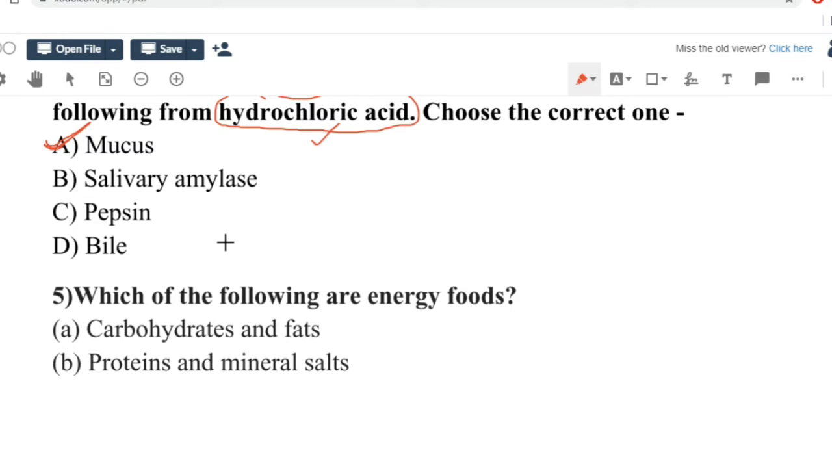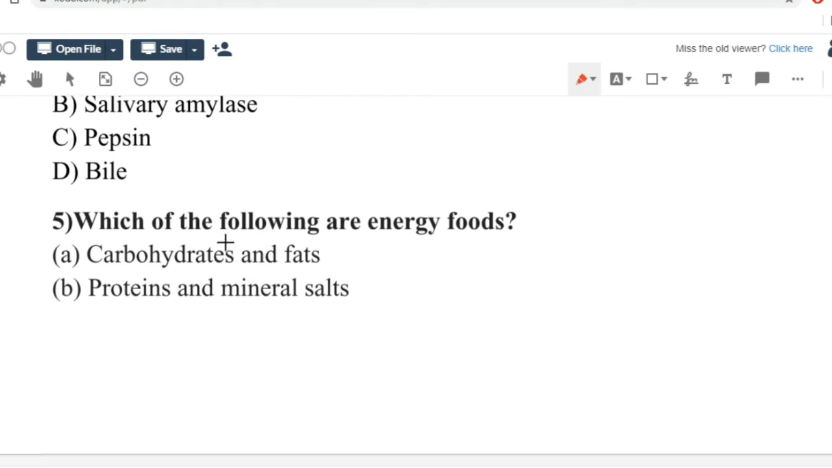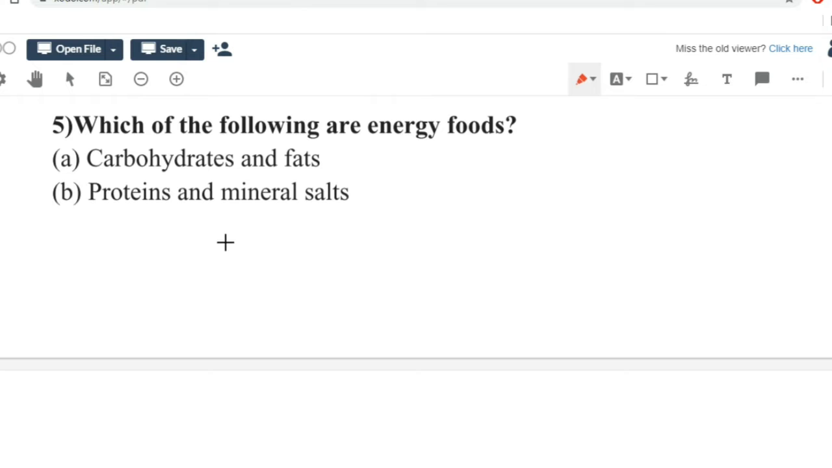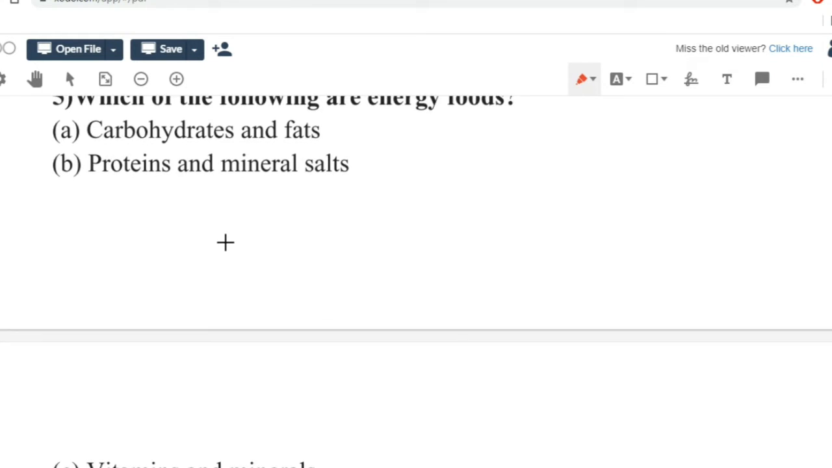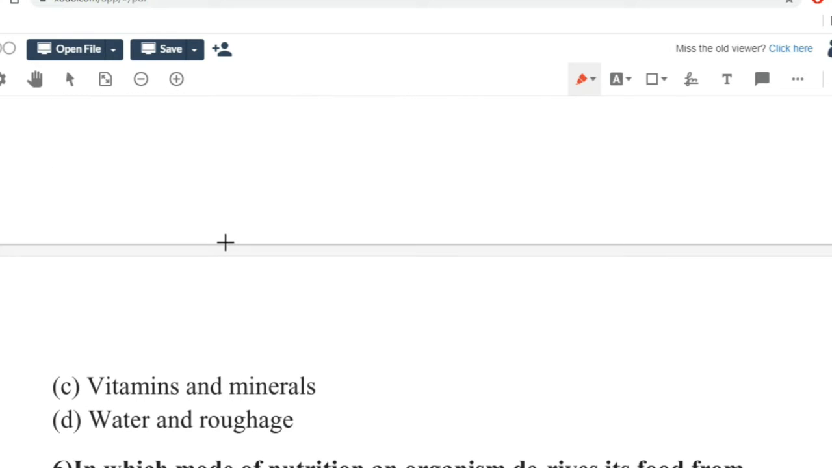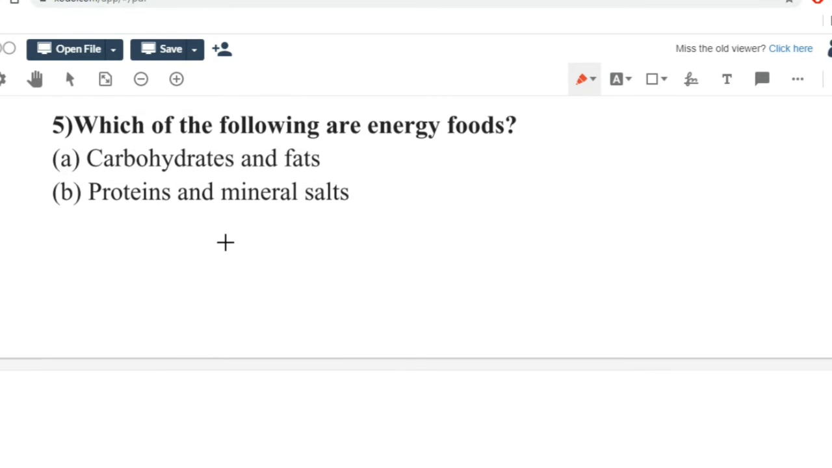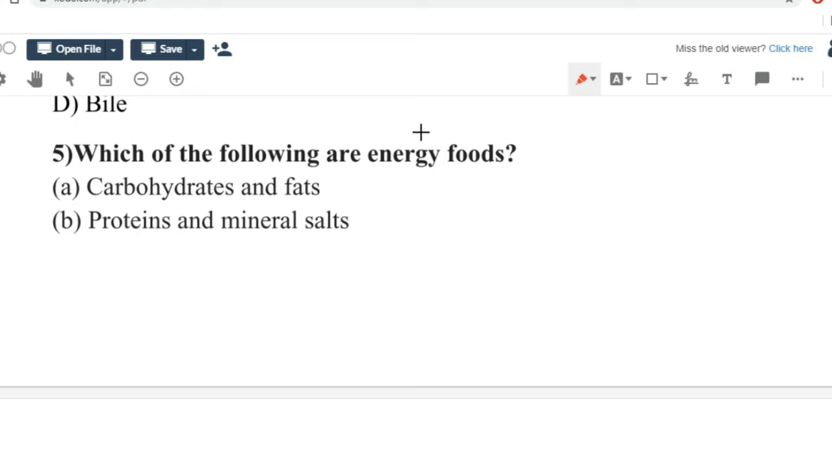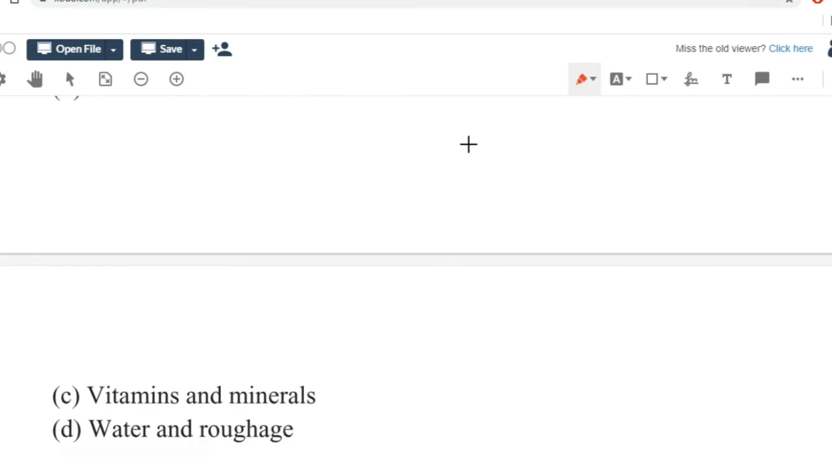Moving on to the next. Which of the following are energy foods? Carbohydrates and fats, proteins and minerals, vitamins and minerals, water and roughage. So we have studied in our lower classes in the balanced diet that carbohydrates and fats are the energy foods. They provide energy to the body.